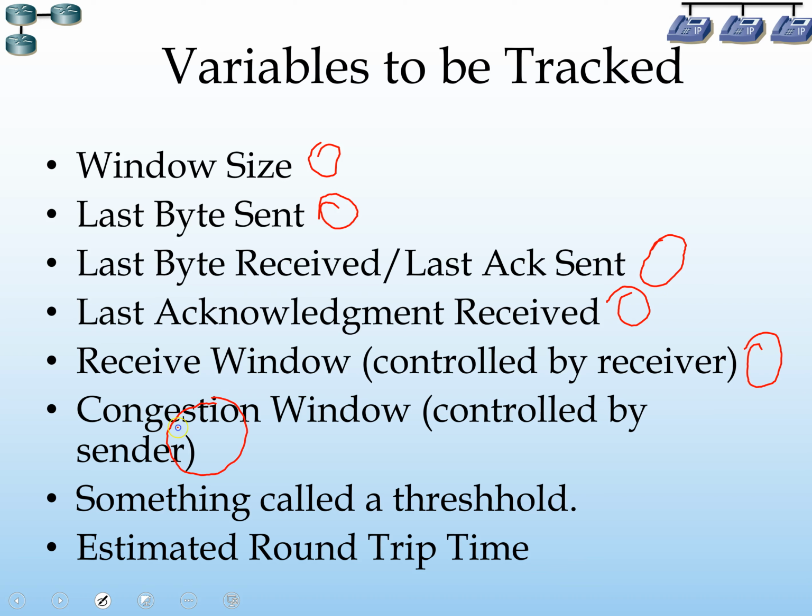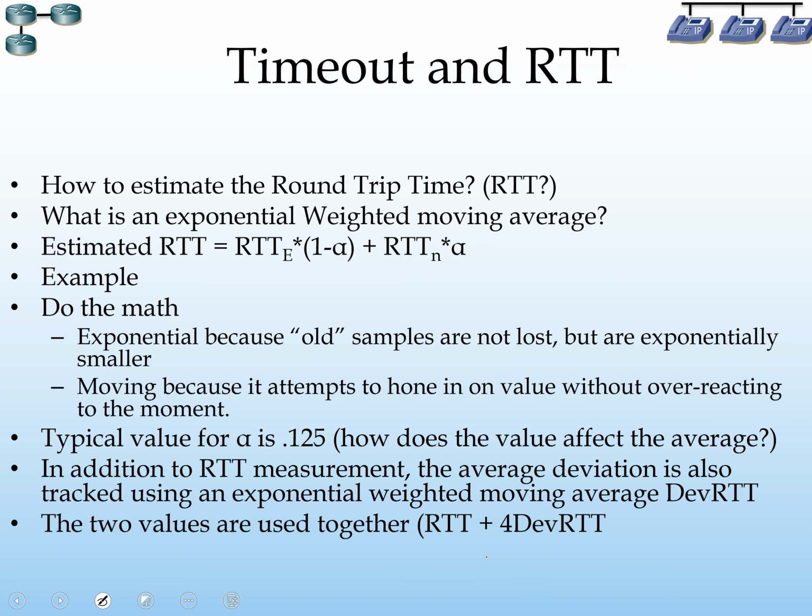We'll look at this one in more detail later, but they also have to keep track of what's called a congestion window, which is controlled by the sender and his interpretation of how busy the network is. They also have to keep track of something called a threshold, and keep a running estimate of the average round trip time, which they use to determine whether or not they should declare a timeout. And here's how they do the round trip time.